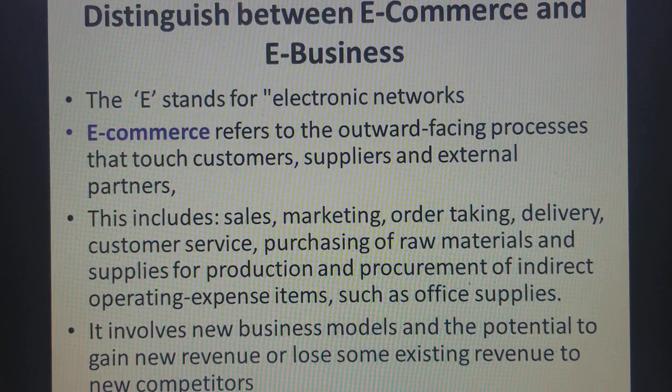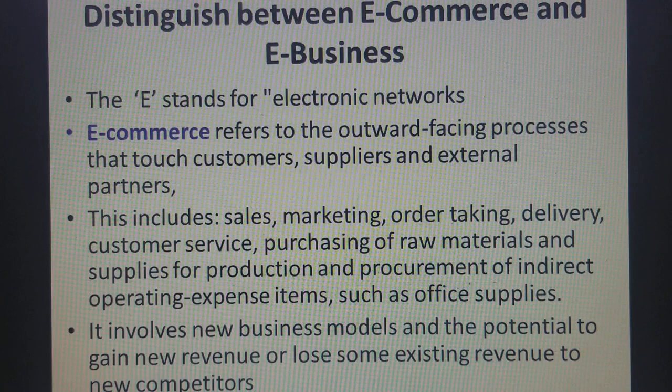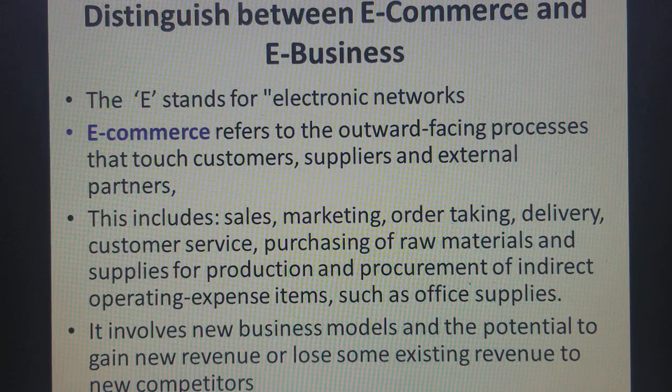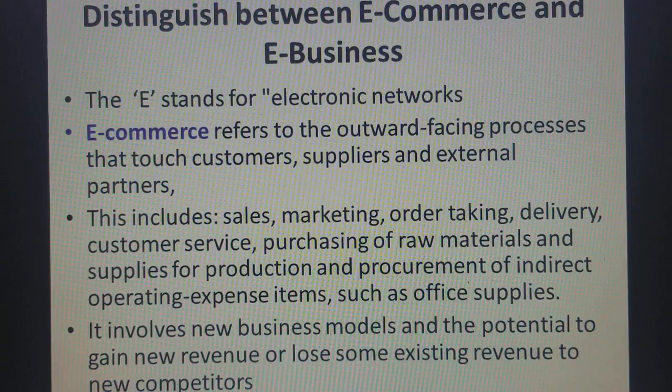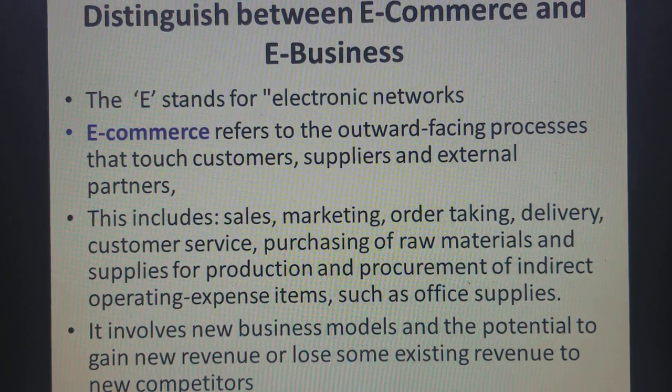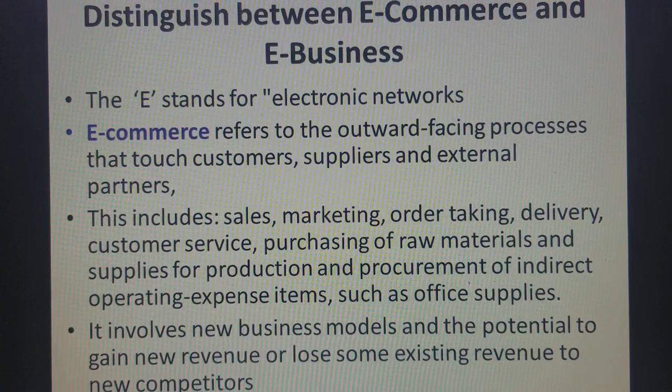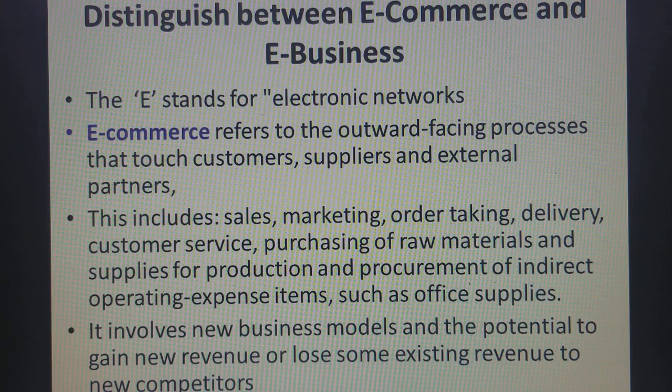It involves new business models and the potential to gain new revenue or lose some existing revenue to new competitors. So all of those features exist with e-commerce. New business models are created now. No longer are people only advertising in the physical space; businesses are advertising in the online space. The business models, the arrangements to complete transactions, are changed. They are reworked to allow e-commerce, electronic trading, to take place between the organization and the customers.